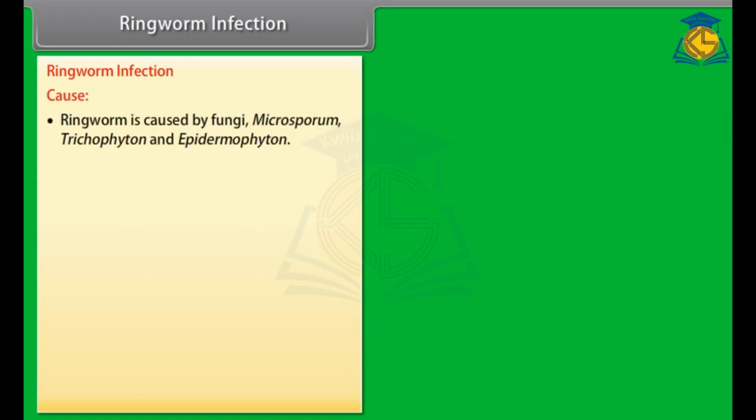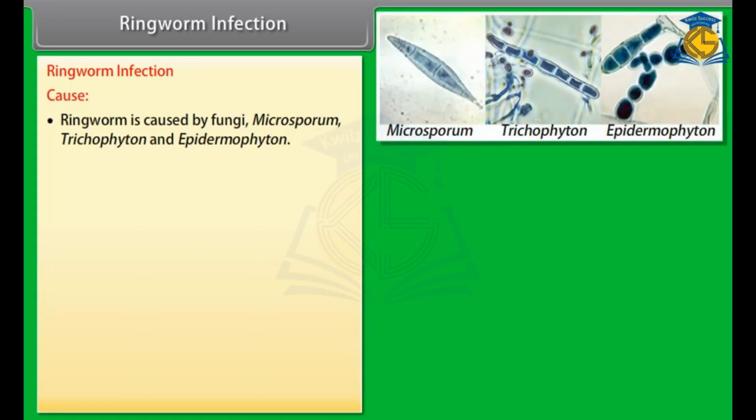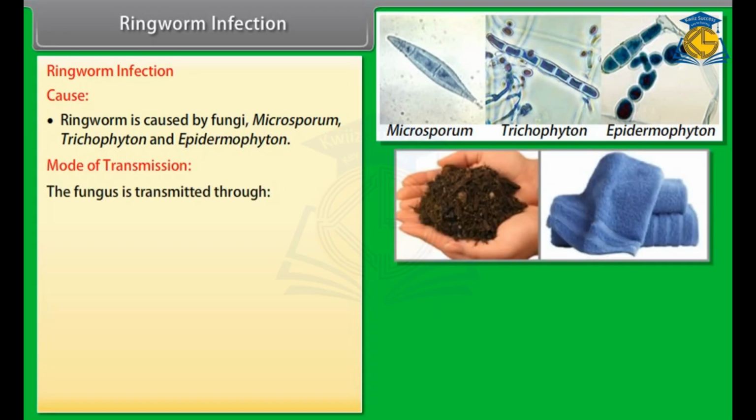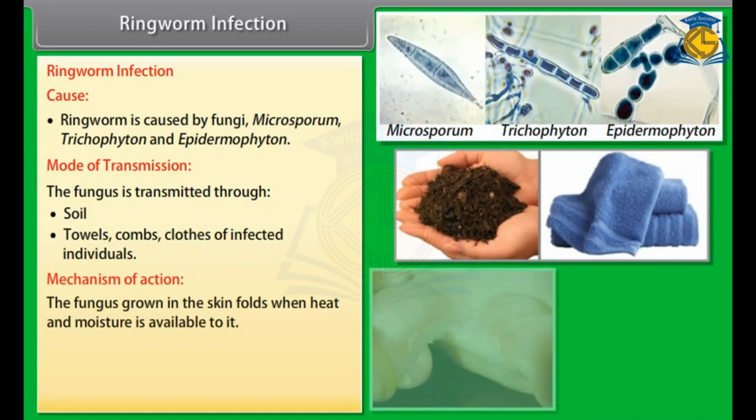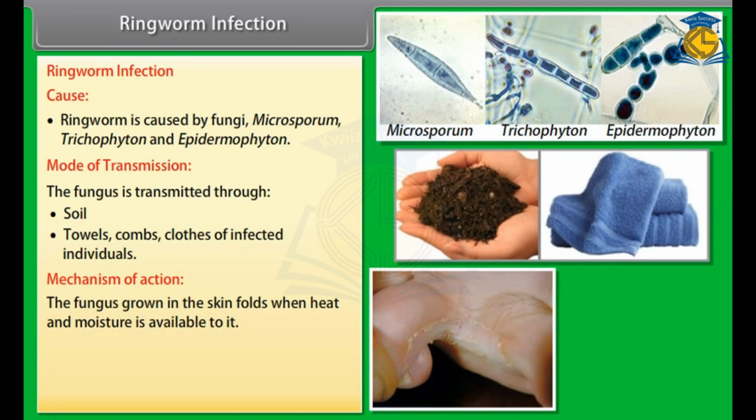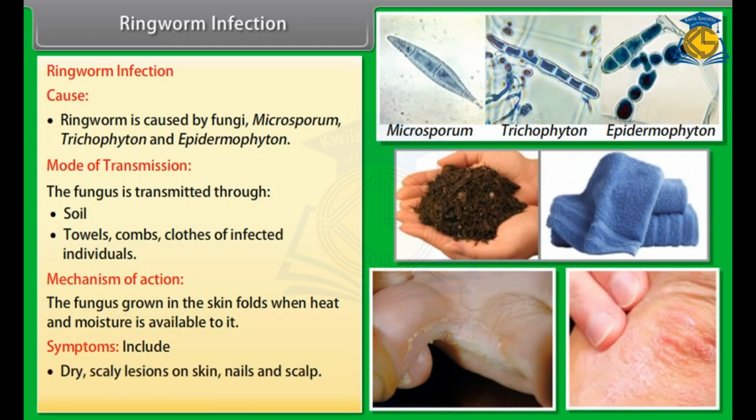Ringworm infection. Cause. Ringworm infection is caused by fungi Microsporum, Trichophyton and Epidermophyton. Mode of transmission. The fungus is transmitted through soil, towels, combs, and clothes of infected individuals. Mechanism of action. The fungus grows in the skin folds when heat and moisture are available to it. Symptoms include dry, scaly lesions on skin, nails, and scalp, and intense itching around the lesions.